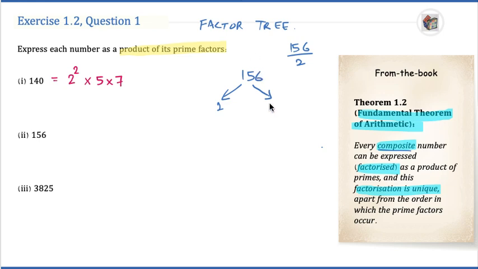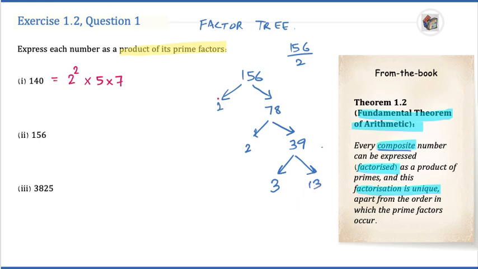Now when you do this division, you will get 78. Now 78 again is an even number, so you will have 2. The other number will be 39 because 2 times 39 is 78. Now this is not an even number, so no more are you going to have a 2, but this is divisible by 3 because 3 times 13 is 39.